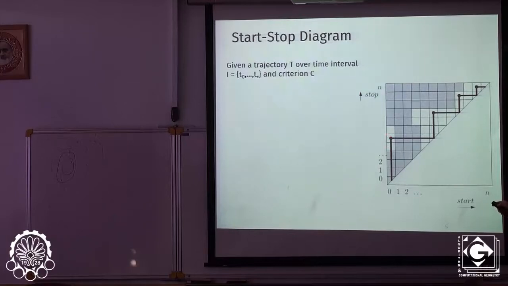That is a valid segment, and that's why I color the cell white. Also to the sixth would be valid. To the seventh no longer would be valid, and that's why I'm coloring this gray. And likewise, there's no valid segment starting at the next data point. That's why all of this column is gray.